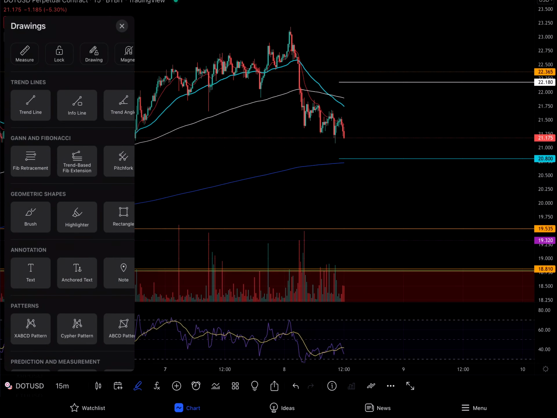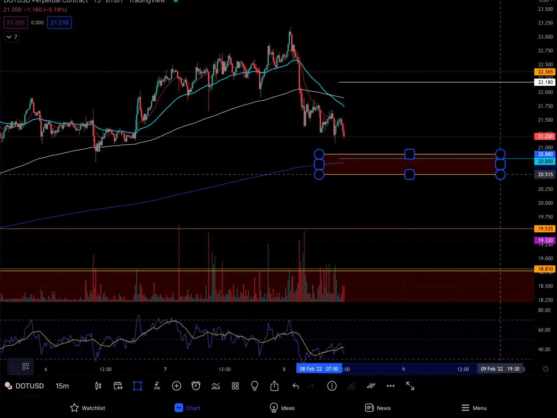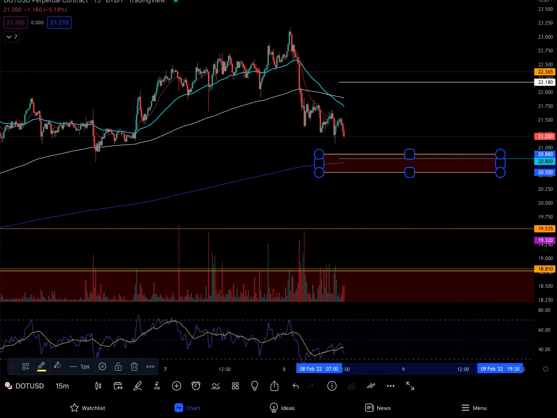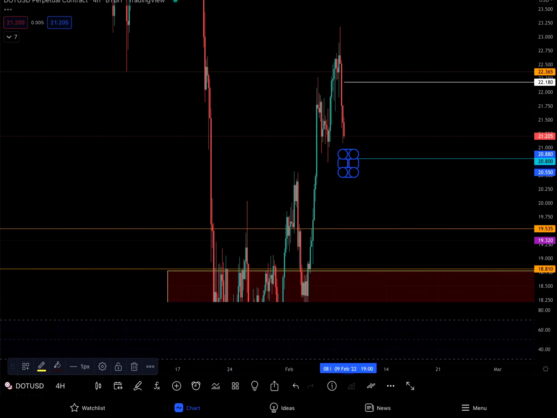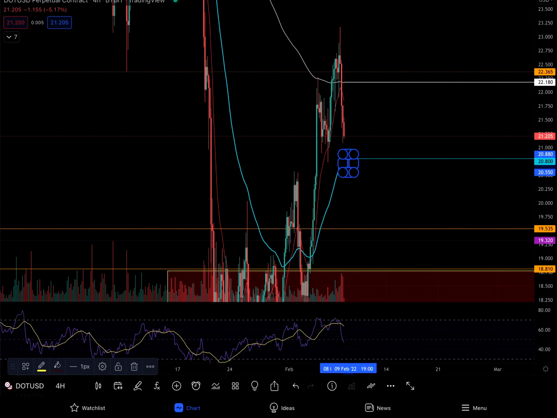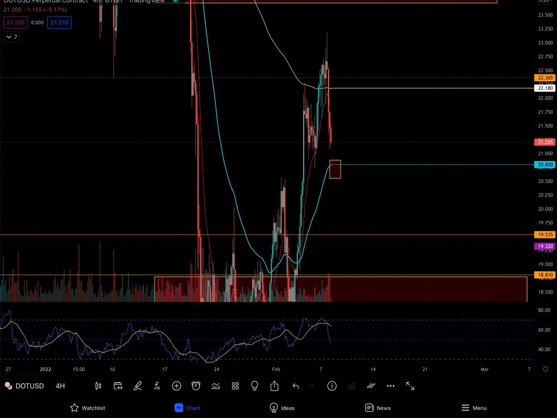An EMA is really more of a range than a hard, on-the-dot type target. That's our range. On the 15-minute, that's the 800. On the 4-hour, that was our 50. And then the 13, which never lines up 100%, on the 4-hour up here is our 200.